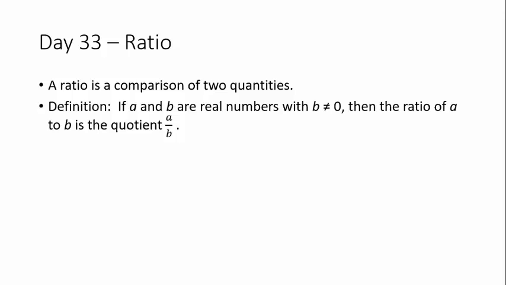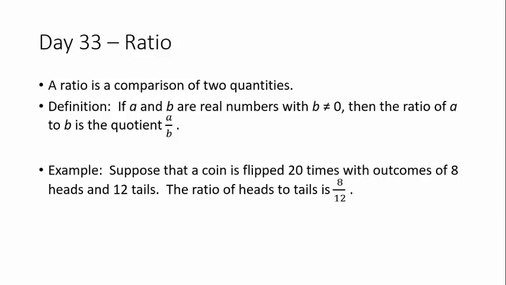Our definition from our book tells us if A and B are real numbers with B not equal to 0, then the ratio of A to B is the quotient A over B. Here's an example. Suppose that a coin is flipped 20 times with outcomes of 8 heads and 12 tails. The ratio of heads to tails is 8 to 12.